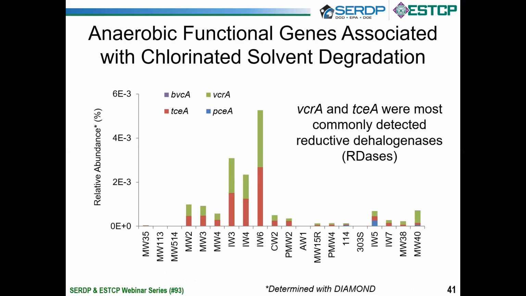Moving on to the functional gene analysis, this graph indicates the relative abundance of 4 genes encoding for reductive dehalogenases from Dehalococcoides mccartyi in these groundwater samples. The names of the wells are again shown on the x-axis and relative abundance on the y-axis. You can see in the majority of cases, TCEA and VCRA were the most commonly detected reductive dehalogenases. We also detected reductive dehalogenases from Dehalogenimonas, Dehalobacter, and Desulfitobacterium. However, these genes were found with much lower relative abundance values.